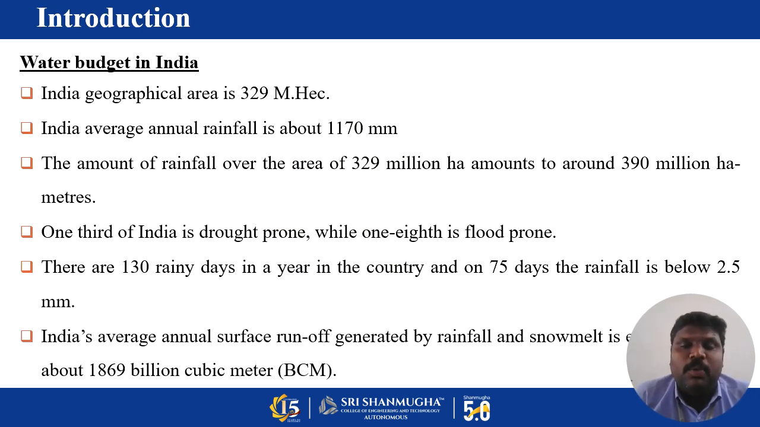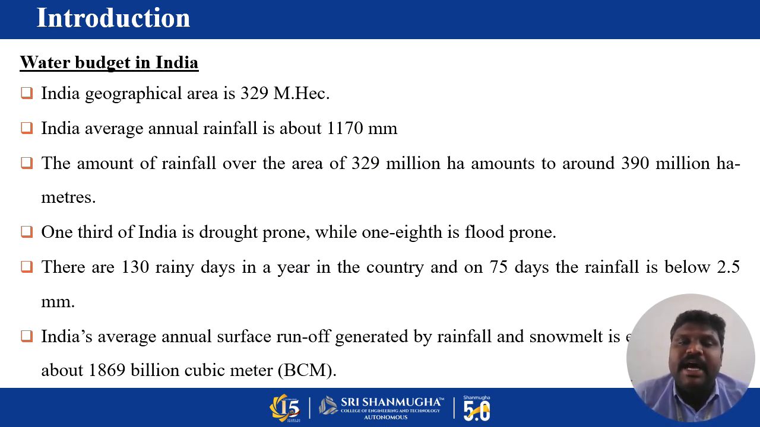Next, we'll move on to the water budget in India. India is a geographical country, as we all know, with an area of about 329 million hectares. India's average rainfall is about 1170 millimeter. The rainfall over the area of 329 million hectares amounts to around 390 million hectare meters.